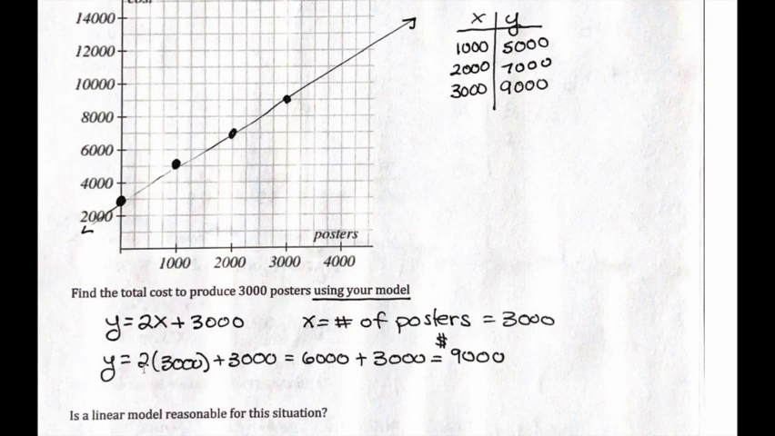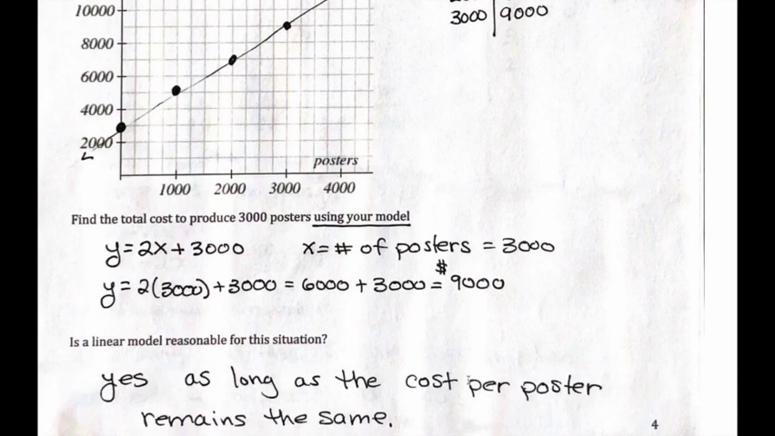I'm going to multiply it by 2 and add 3,000, which is going to give me 9,000, which we did find up here previously when we were graphing points, but that's just a coincidence. Most of the time that won't happen. But using the model, you want to plug it in for x and see what you get out for y. So to produce 3,000 posters, it would cost $9,000.